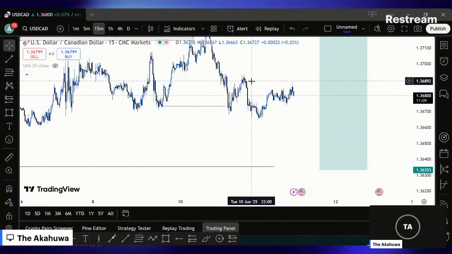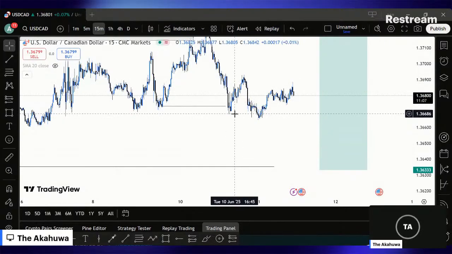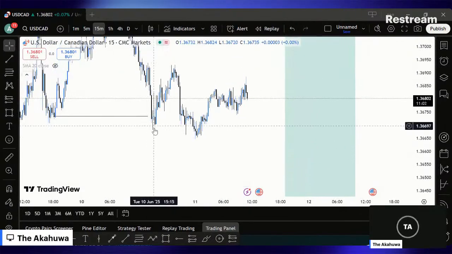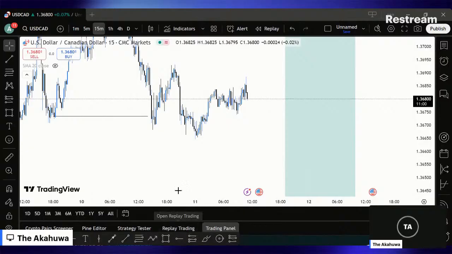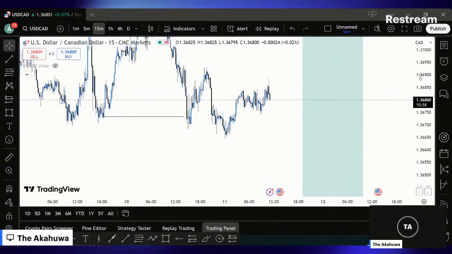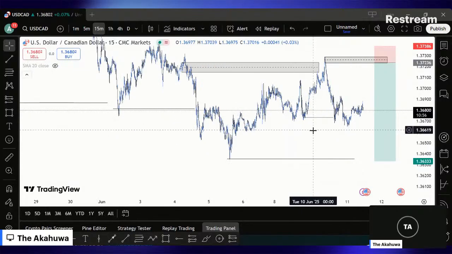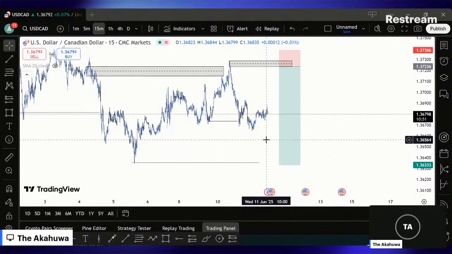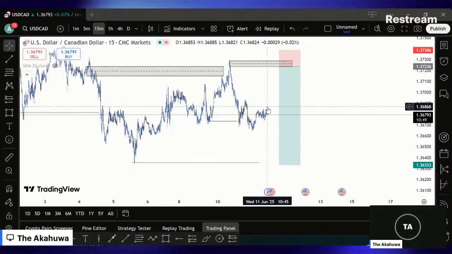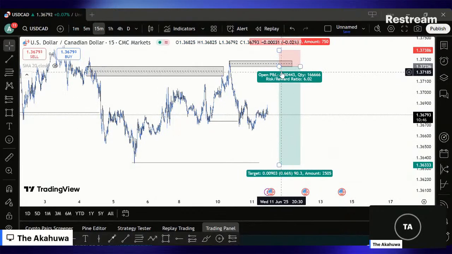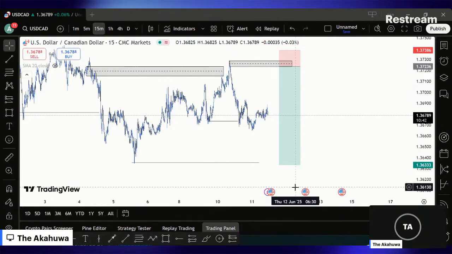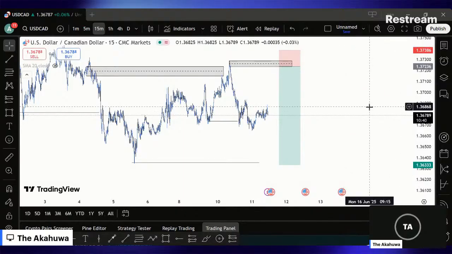Let me see. If one is already in a sell position, you can keep riding it to the downside. Or if you're not in a sell position, you can just wait for the market to have its course, possibly to come back to this point, then we can move to the downside.